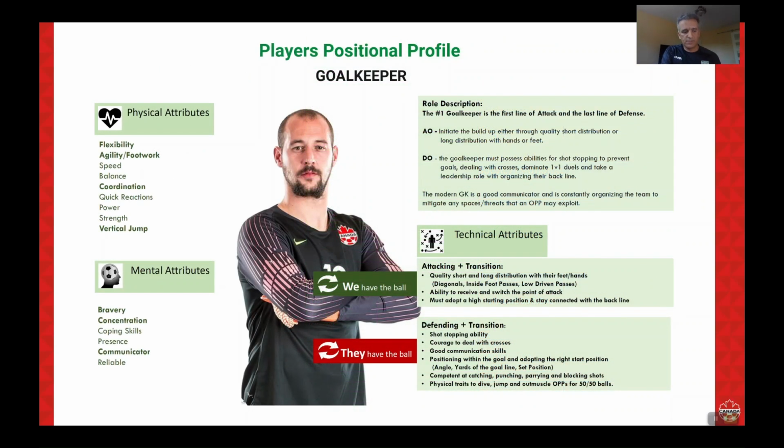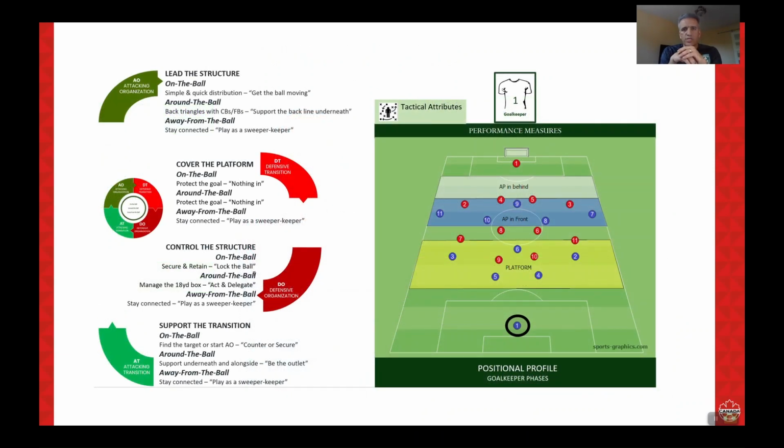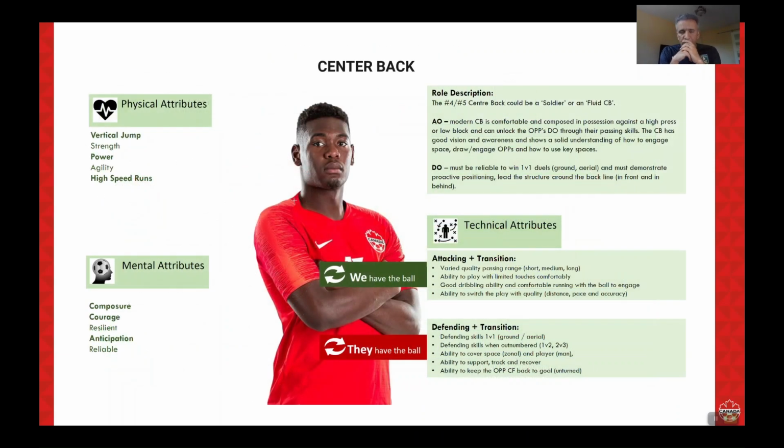And the last one is the player positional profile. As I said, there are four corners, and I would like to talk about the four corners of the center backs here. Physical attributes for the center back can be vertical jump, strength, power, agility, and high speed runs. And mental attributes for the center back can be composure, courage, resilience, anticipation, and reliability.